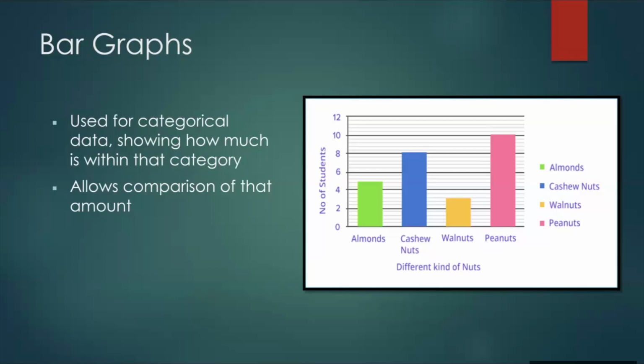So we can just follow the bar up. For example, on peanuts, we can follow it up and it's almost on that black line. We trace it back over to the left. And so that's how we know it's 10 students. Right.